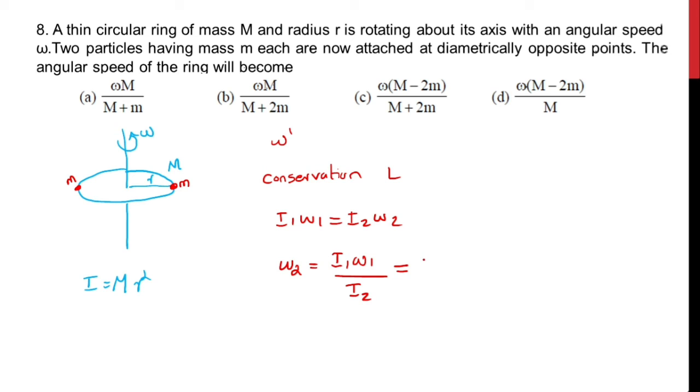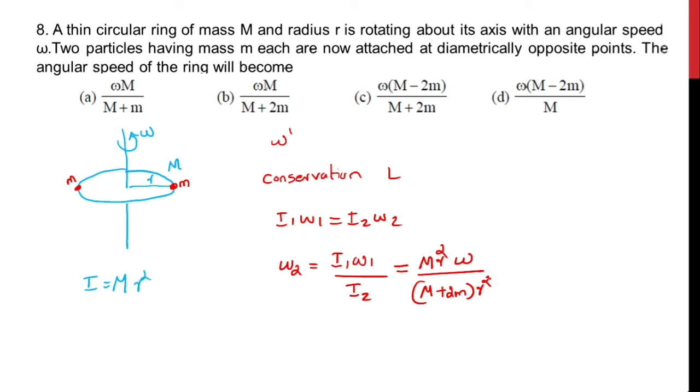What is I1? The initial moment of inertia is equal to M r square, into omega 1, the initial angular velocity, which is given as omega, divided by the final moment of inertia I2. I2 we can write as M plus 2m, because the total mass now is the mass of the ring plus these two small masses. So M plus 2m into r square. The radius is not changing here.